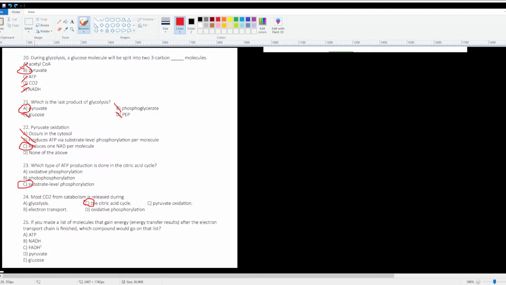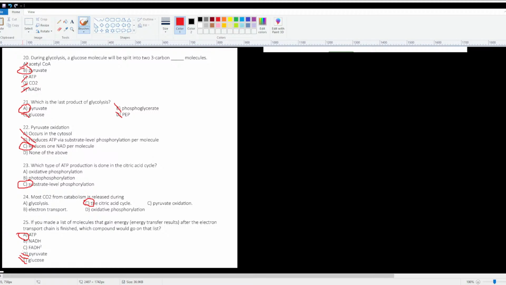25. If you made a list of molecules that gain energy after the electron transfer chain is finished, which compound would go in the list? ATP, without a doubt. If we're talking about the ETC, we're not even worried about glucose and pyruvate. Those are way far behind. That stuff is at the very beginning, all in glycolysis, and we don't care about glycolysis right now.